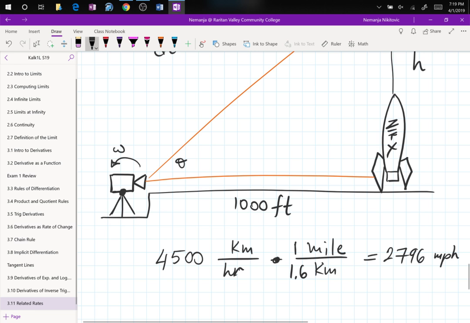26. So let's do this one. 26,100 divided by 1.6. That's the speed of the rocket, eventually. 16,312.